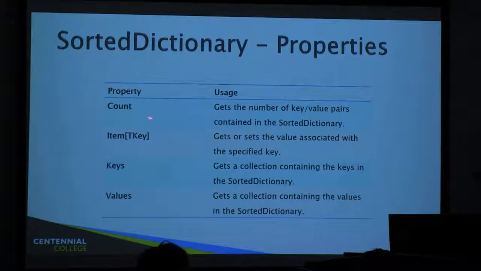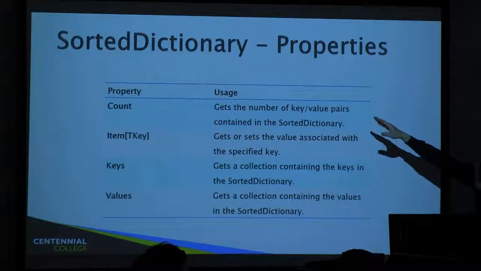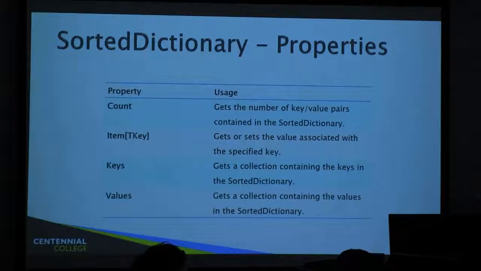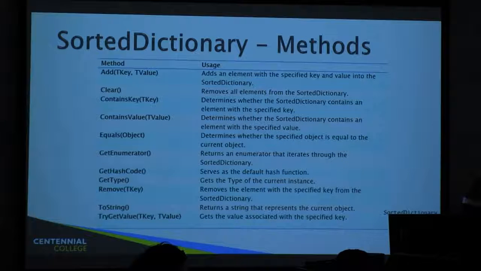A few properties. We have count, as we had with lists. We have item, which you can put the key inside. You have keys, which is a collection of the keys. Values is the collection of the values in the dictionary, in the sorted dictionary. Sorted or just dictionary, they both have the same kind of properties.